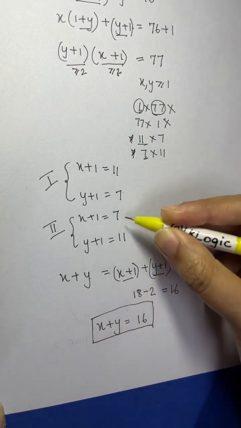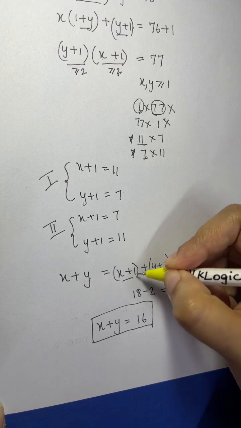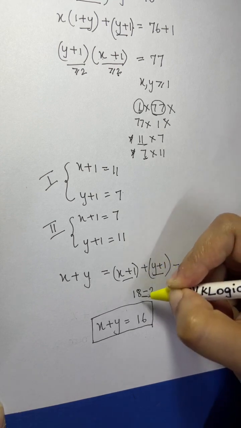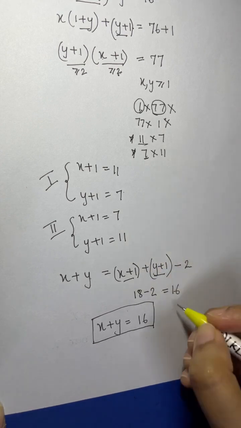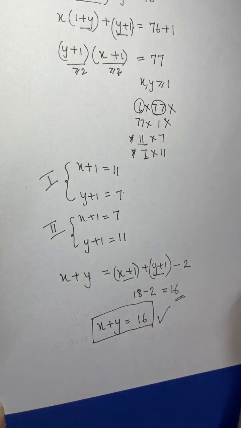Now let's check for the second case. x plus 1 is 7, y plus 1 is 11. So it's the same thing, 7 plus 11. Again you get 18 minus 2, that's equal to 16. So x plus y is equal to 16. That's how we solve these kinds of questions.